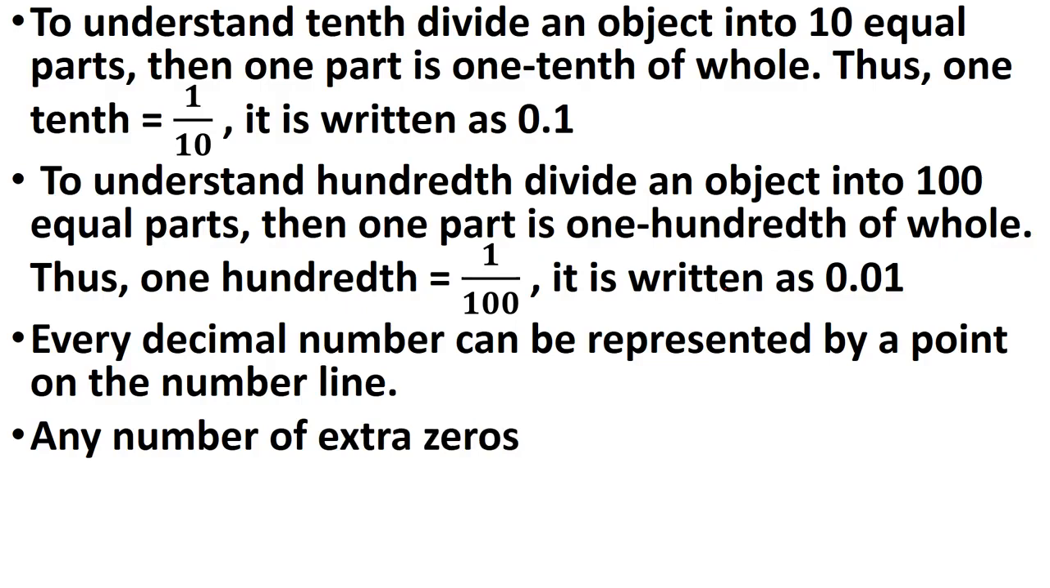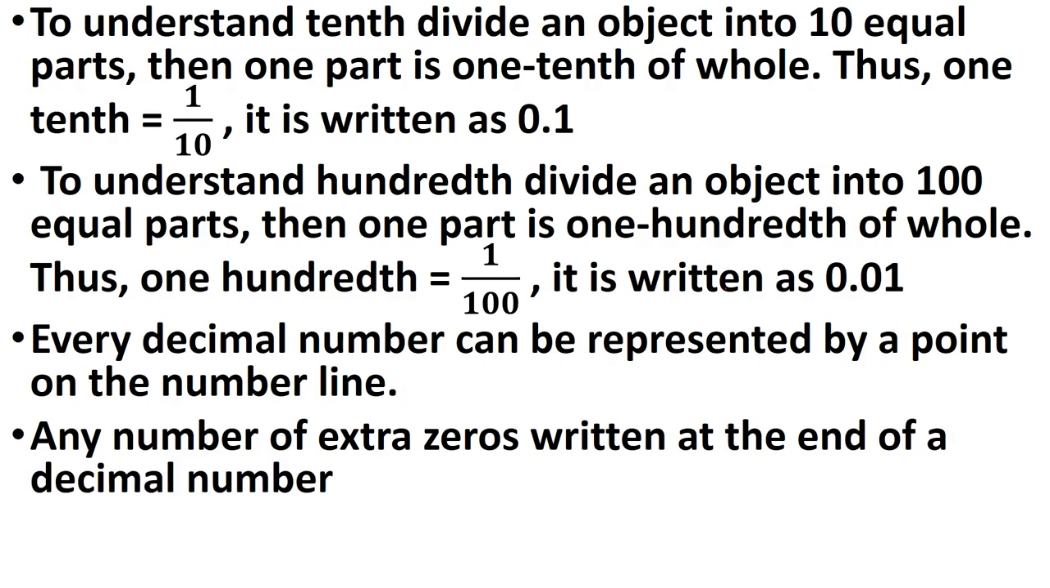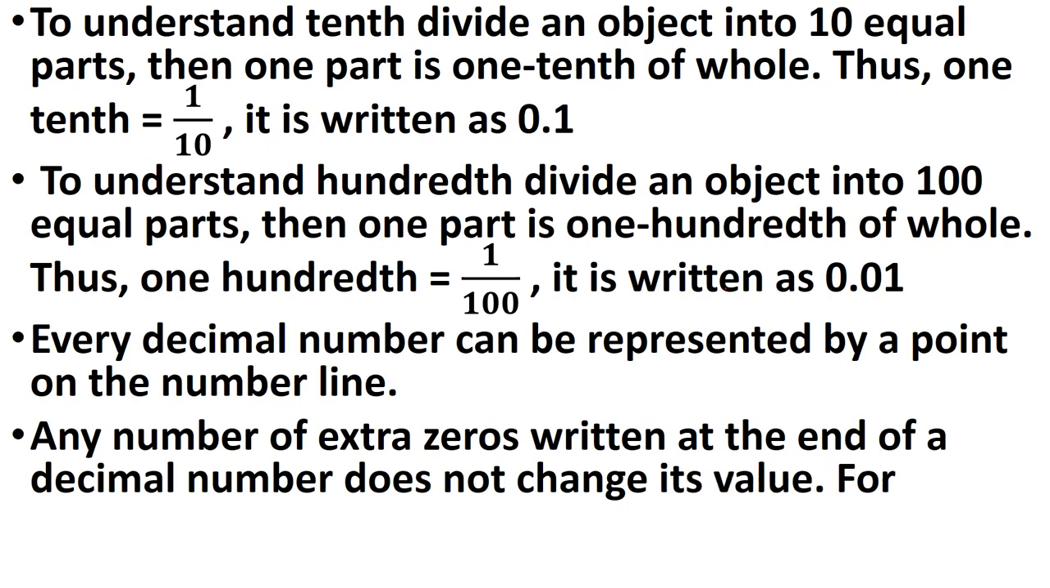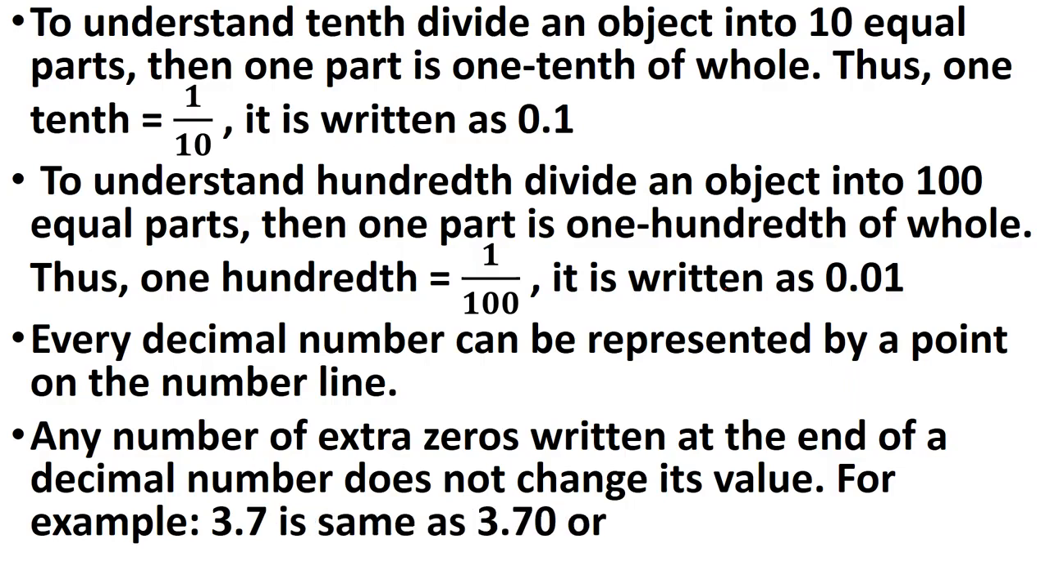Any number of extra zeros written at the end of a decimal number does not change its value. For example, 3.7 is the same as 3.70 or 3.700, because here the tenths place digit is 7 and in this number also the tenths place digit is 7. Here there is no hundredths place, and here the hundredths place is given, but it is 0. So that's why they are both the same.